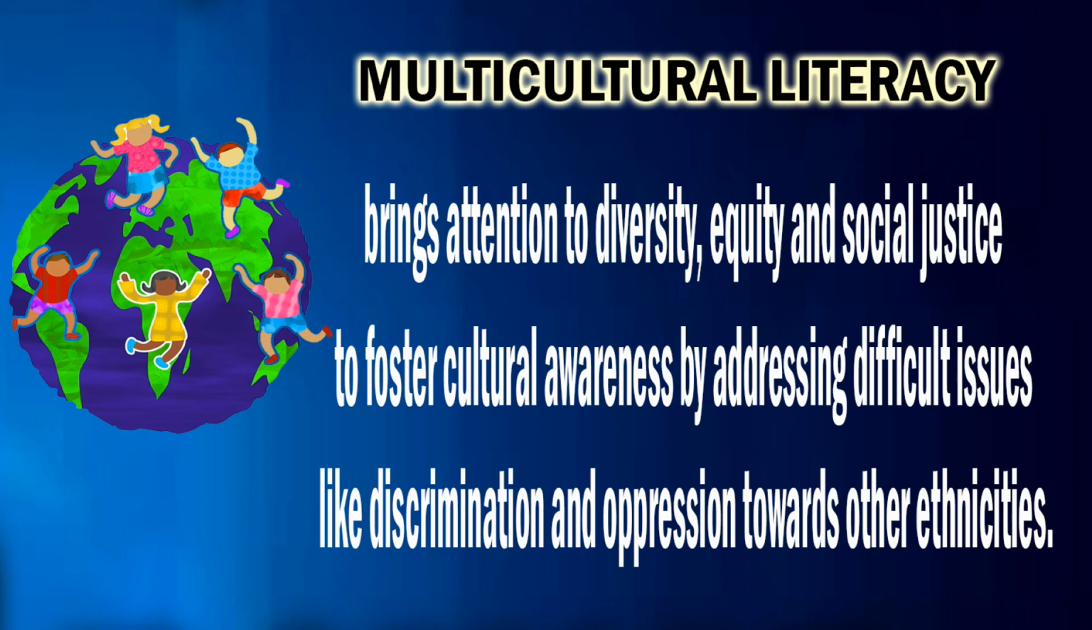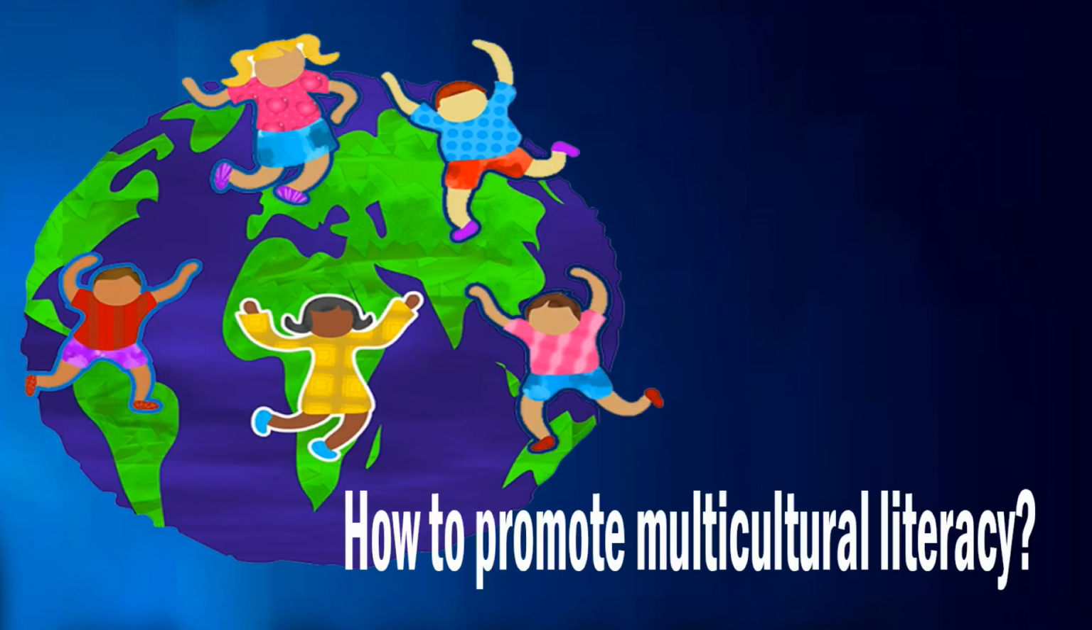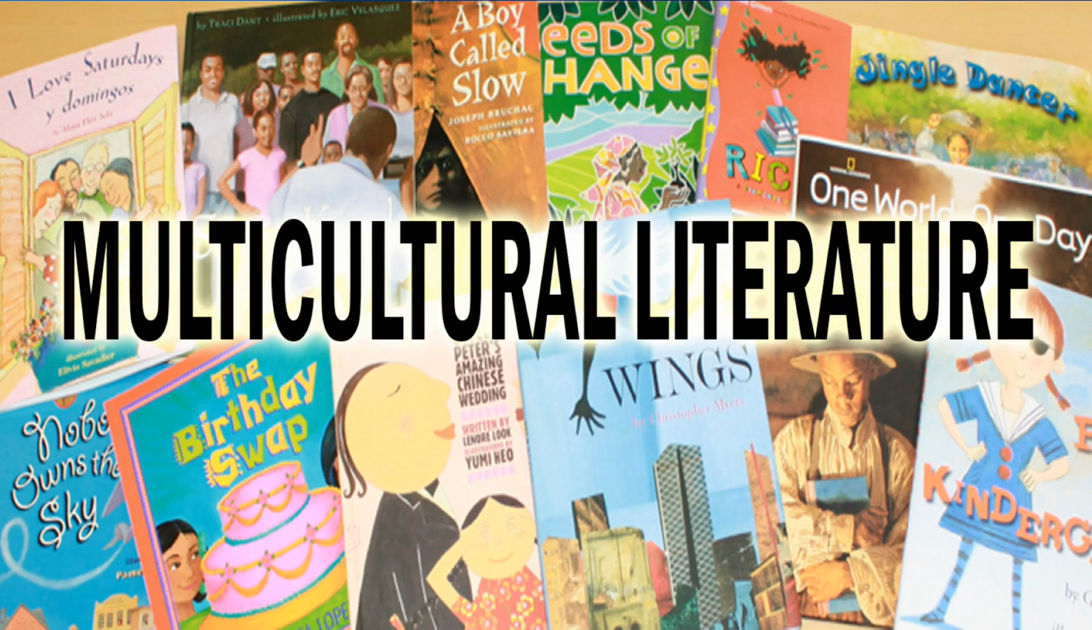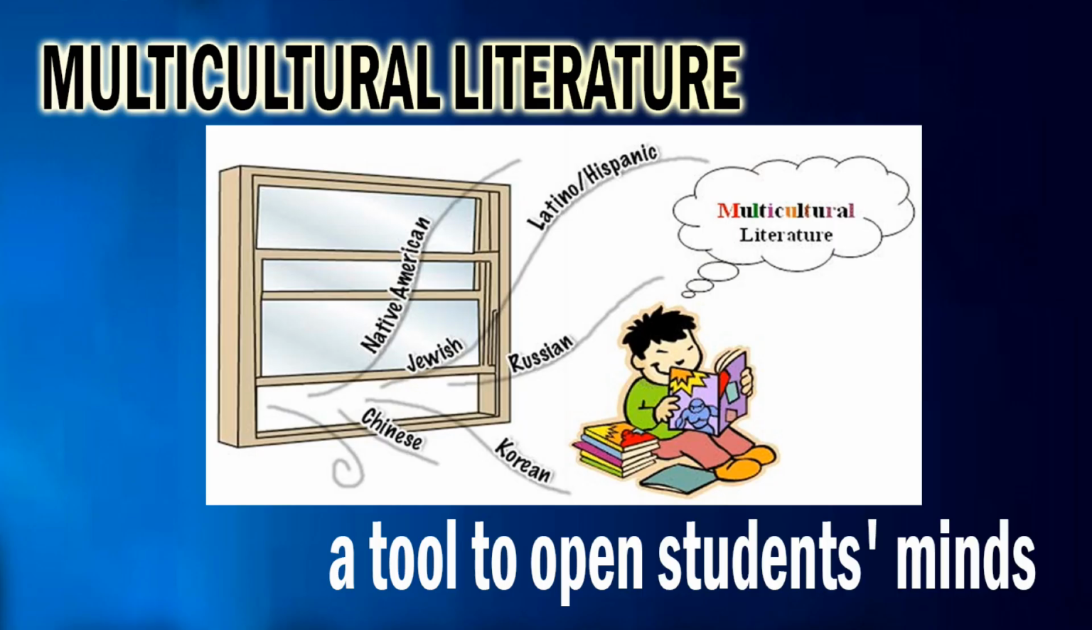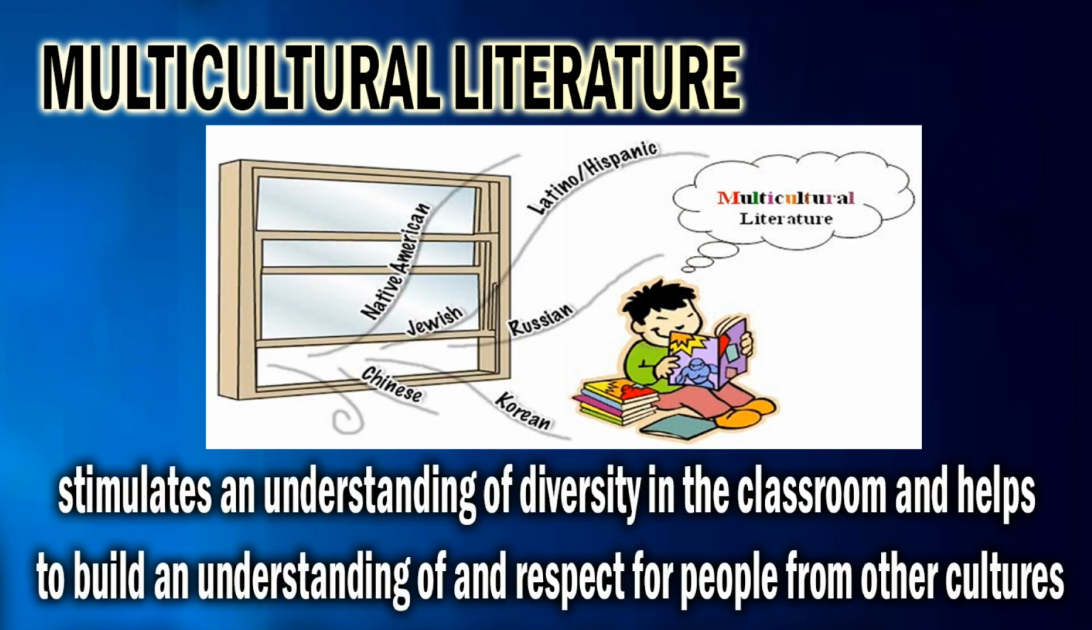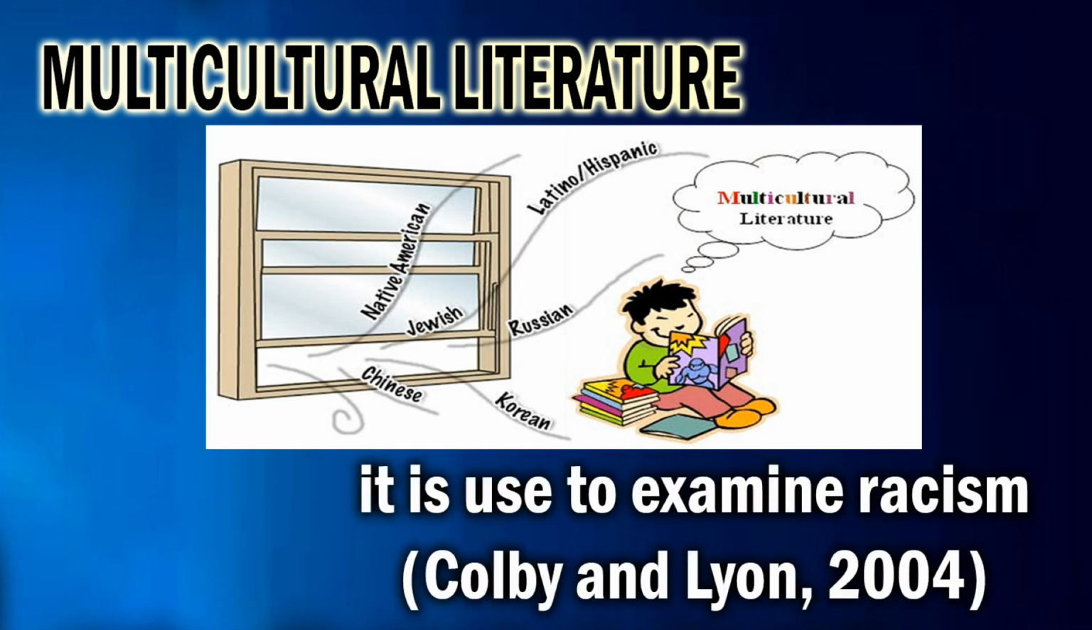In school alone it is unavoidable to experience these kinds of problems. Hence, it is really important to promote multicultural literacy. One way to promote multicultural literacy is the use of multicultural literature in school. What is multicultural literature? This can be used as a tool to open students' minds. It helps to stimulate an understanding of diversity in the classroom and helps to build an understanding of and respect for people from other cultures.